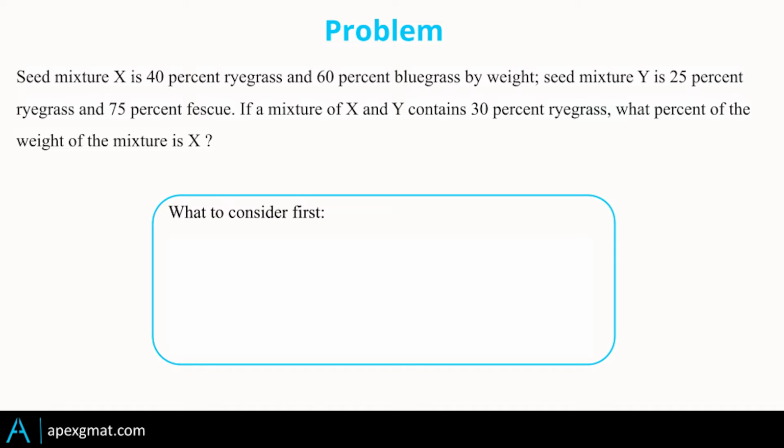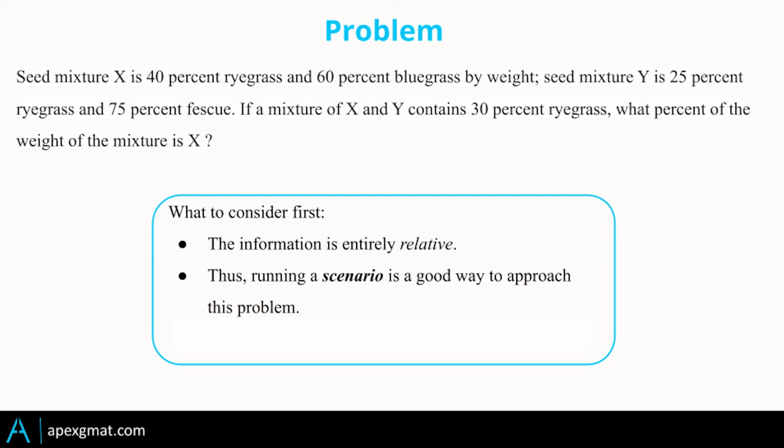One of the first things to notice is that we're dealing entirely in relative information. So running a scenario is a really good way to approach this problem. The difficulty in this problem though, is that we don't have any basis. We don't know how many bags of grass seed there are. And that throws a lot of people off. So notice that once you understand that the answer choices are all relative, it frees us up to use any number of bags we want.